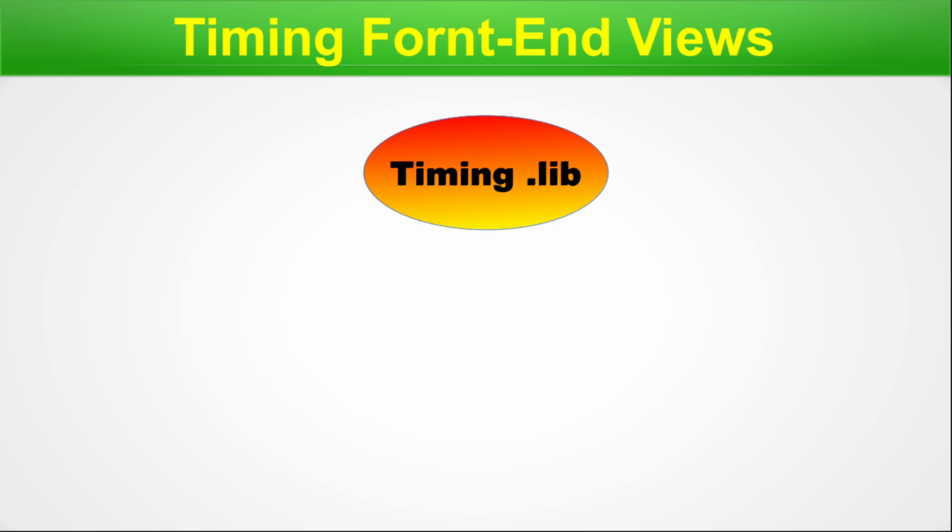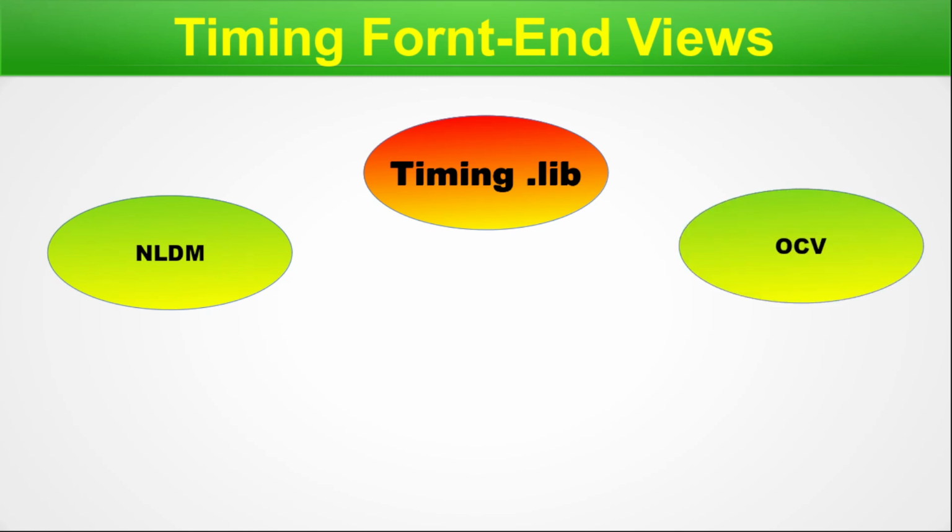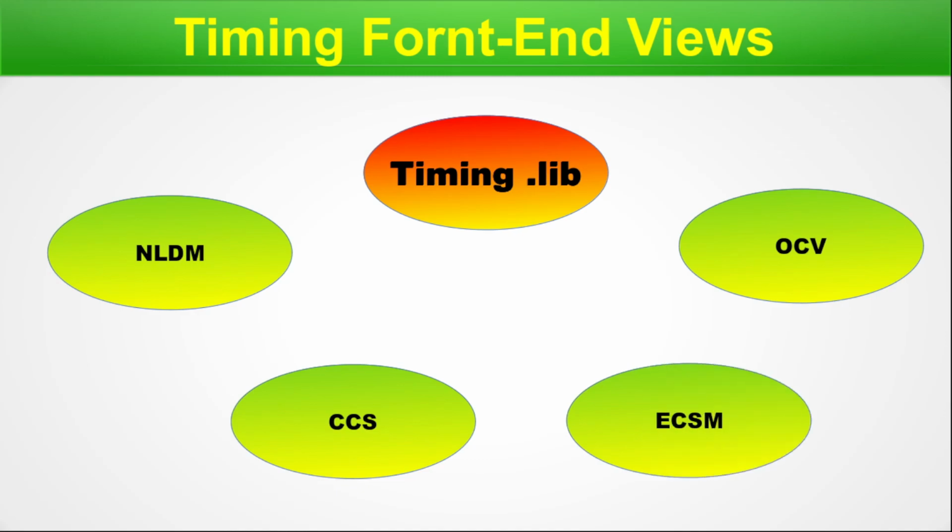Now, inside the .lib, there can be variation in the methods of how the lookup tables or the timing models are taken care of, rather than NLDM, OCV could be there, CCS could be there, ECSM could be there. I have one entire episode on the timing.lib explaining almost all these things, and you can find that particular episode in the static timing analysis playlist.